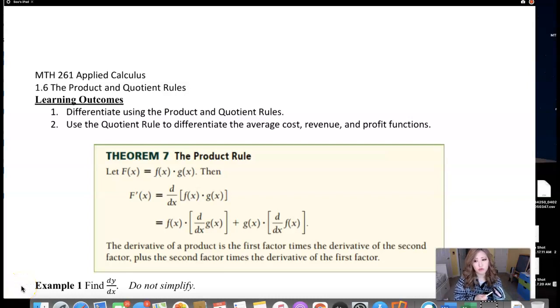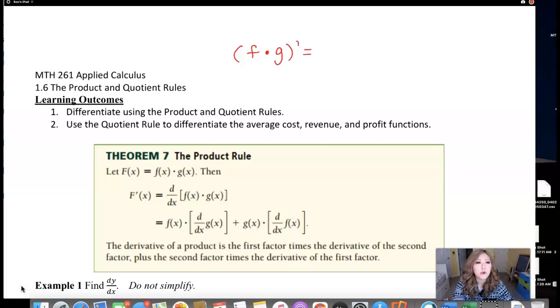Let's go over the product rule in this video. So if you have a product of two functions like f times g, and they ask you to find the derivative of it. For example, in general, if you have a function f and a function g and they're multiplying, and they say, hey, find the derivative of that.